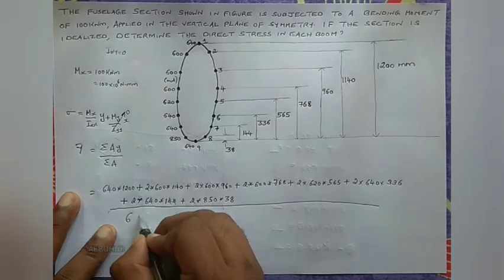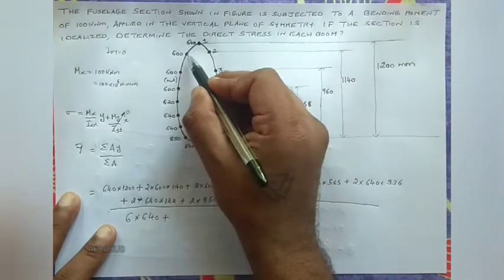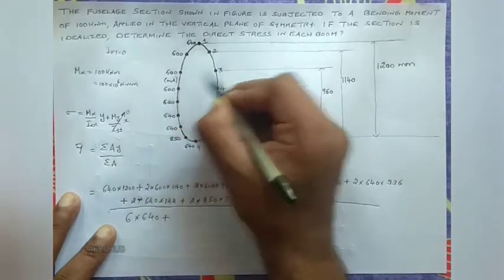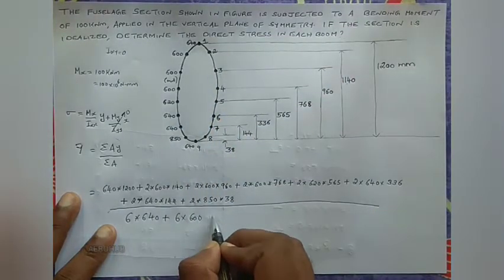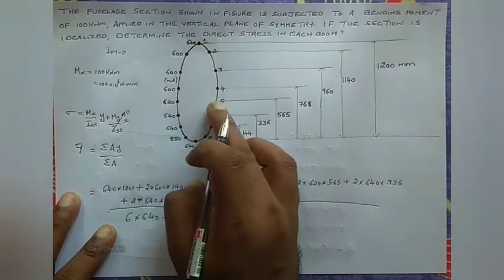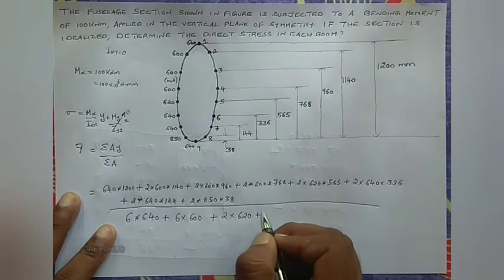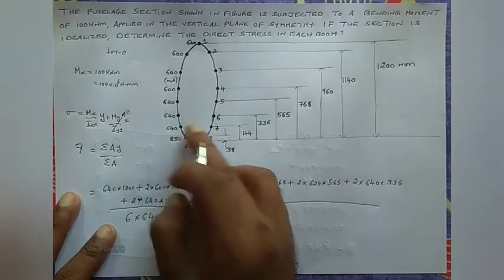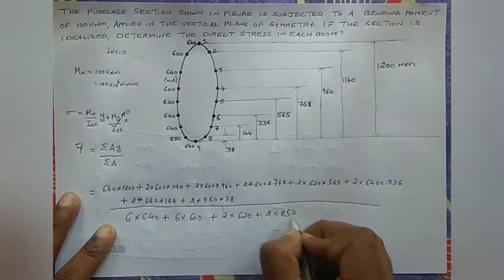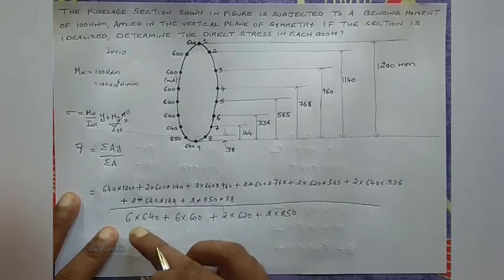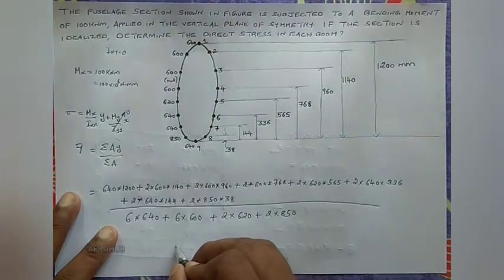So I will write 6 into 640 plus we have 600 millimeter square, that is 1, 2, 3, 4, 5, 6. So it will be 6 into 600 plus we have two boom areas of 620 millimeter square. Then we have 640 done. Then we have 850 millimeter square which is having two boom areas. Okay, so totally 6 plus 6 12, 12 plus 2 14, 14 plus 2 16. So we have totally 16 boom areas.